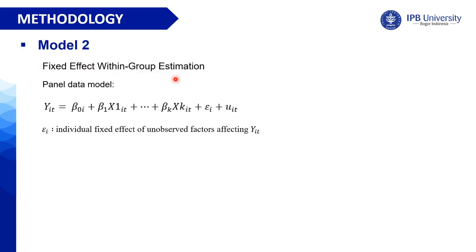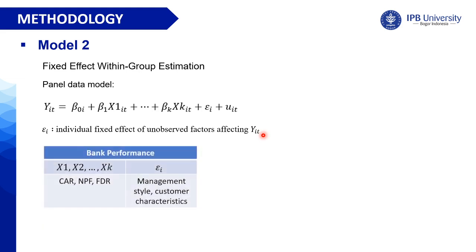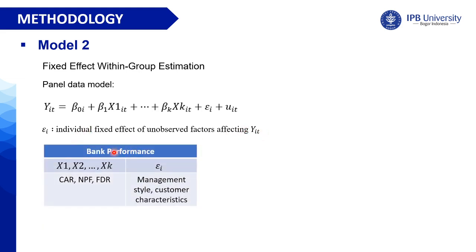In this study, I chose to use within group estimation, and the initial panel data model is as follows. Epsilon i is the new term in this model, representing the individual fixed effect of unobserved factors affecting Yit. If we put it in this study, which is bank performance, epsilon i is represented by management style, customer characteristics, and other indicators that are not in the model, while X1, X2 until Xk are represented by CAR, NPF, FDR, BOPO, and other indicators mentioned before. There's a potential heterogeneity because of covariance between epsilon i and Xit.